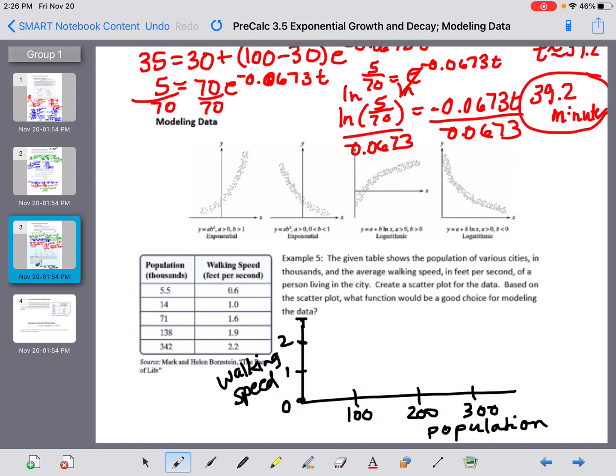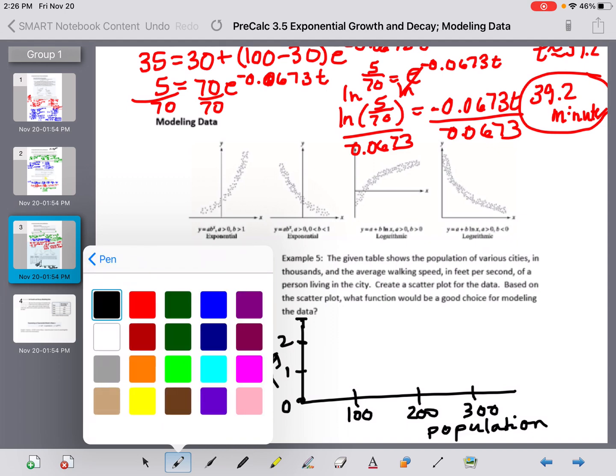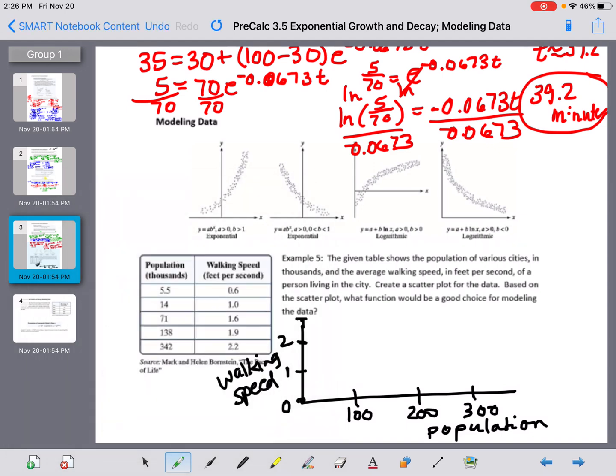Sometimes it makes me wonder who comes up with what they're going to make for their study. Study what the walking speed is. Okay. All right, so in a population of 5.5 thousand, the walking speed is about 0.6. So I'm right over here on this axis right here, right? Maybe I need to be slightly up, right? So like right here, maybe.